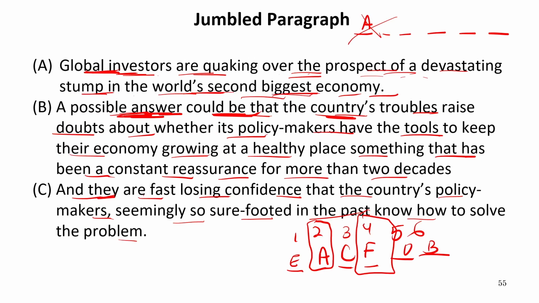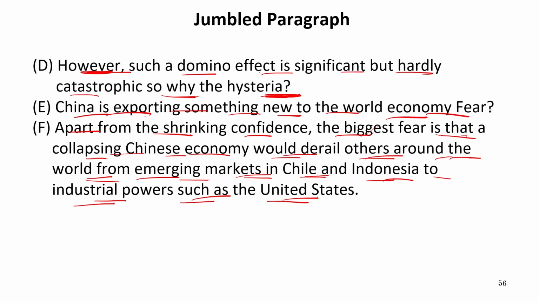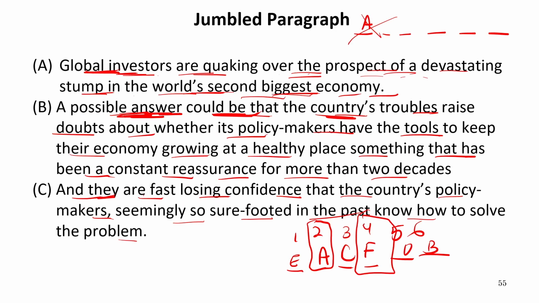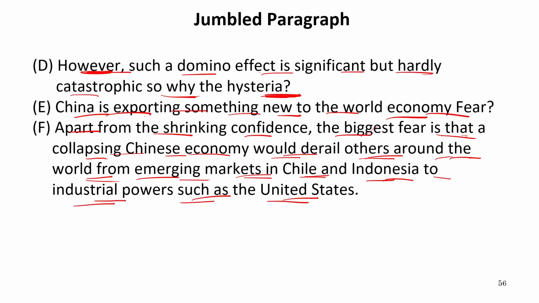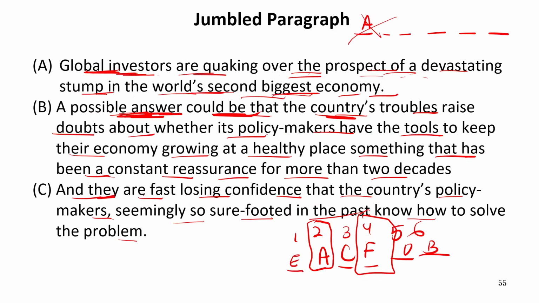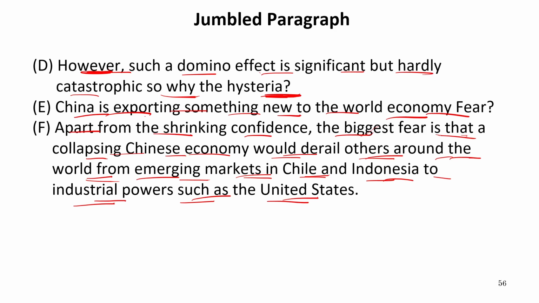First we'll have, of course, the E sentence. So China is exporting something new to the world economy. Fear. Global investors are quaking over the prospect of a devastating slump in the world's second biggest economy. And they are fast losing confidence that the country's policy makers, seemingly so sure-footed in the past, know how to solve the problem. In F sentence, it is written, apart from the shrinking confidence.